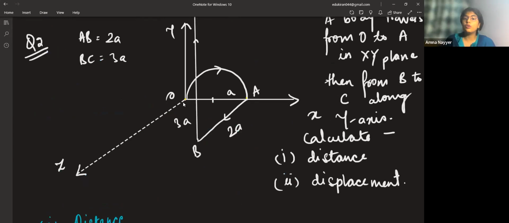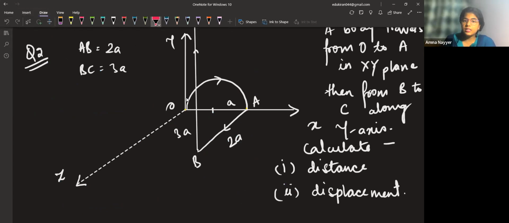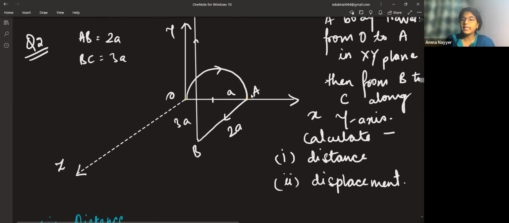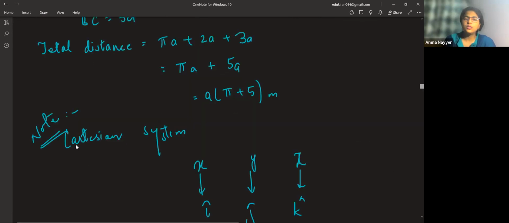Now from O to A, if this was the distance, displacement will be just this, that is a plus a, right? See, this was the distance that was covered by it. When we're talking about displacement, displacement is just the initial and final point. So what is OA? OA is this a plus this a, that is 2a. Now along which axis? X-axis. So which unit vector will we put? I cap. Do not worry about this part.